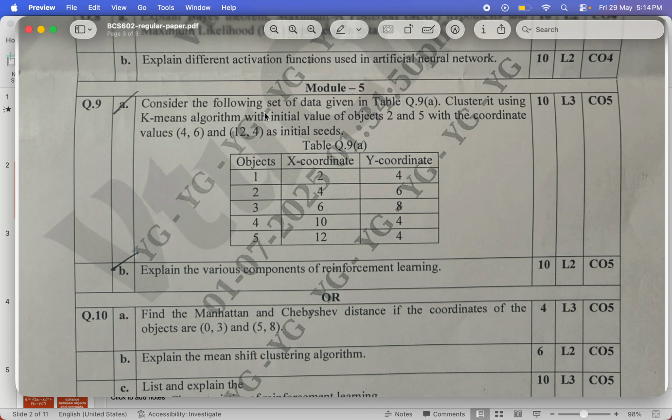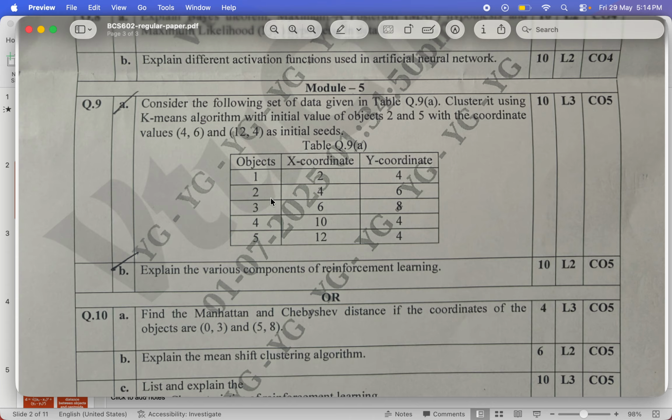Consider the following set of data given in the table. Cluster it using the k-means algorithm with initial values of object 2 and 5 with the coordinates value 4, 6 and 12, 4 as initial seeds. Means they have said already you have to consider the initial values, that is object 2 and the object 5, and then we have to proceed with the problem.